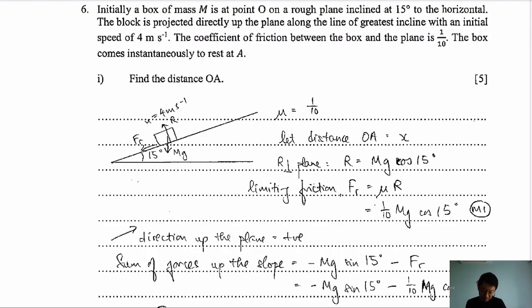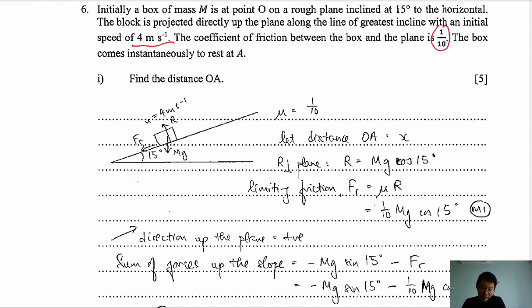Okay, next one. Initially a box of mass m is at point O on a rough plane inclined at 15 degrees to the horizontal. This block is projected directly up the plane along the line of greatest incline with an initial speed of 4 meters per second. So it has an initial velocity, and the coefficient of friction is 1/10.